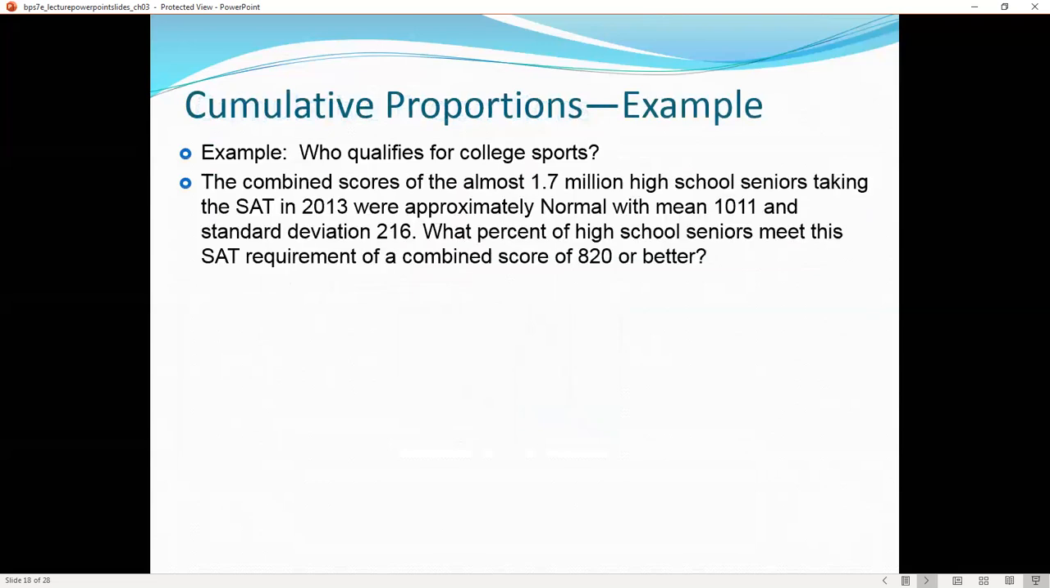Example, who qualifies for college sports? The combined scores of the almost 1.7 million high school seniors taking the SAT in 2013 were approximately normal, with mean 1,011 and standard deviation 216. What percent of high school seniors met this SAT requirement of a combined score of 820 or better? Here is the calculation in a picture.